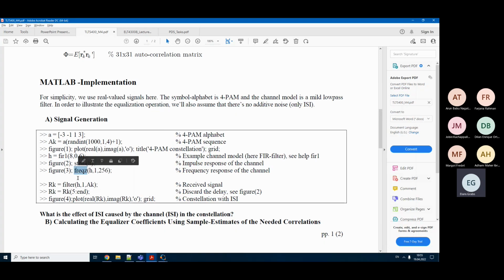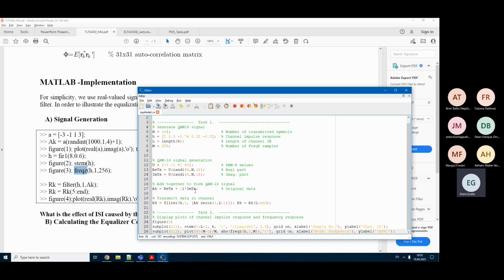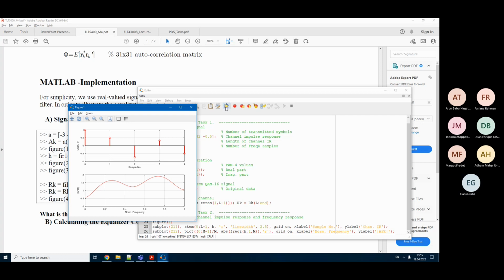Yes, you can see here they have plotted it in a separate way, just plotted FracUZ H1 256. Yes, it's like a separate figure, without using specific values, it produces the plot. So let's see how our program works. Maybe we would like to make it in a similar way. So yes, now it works.